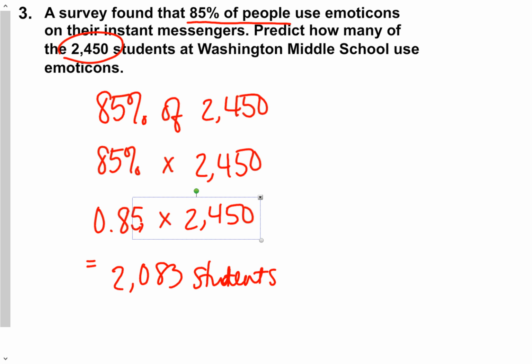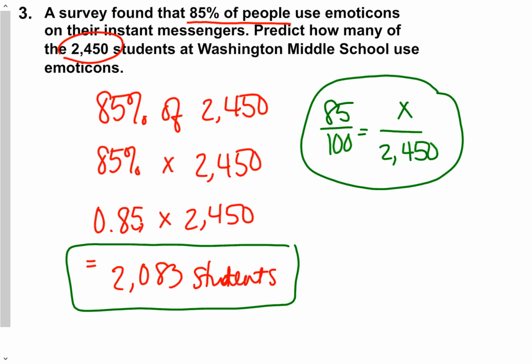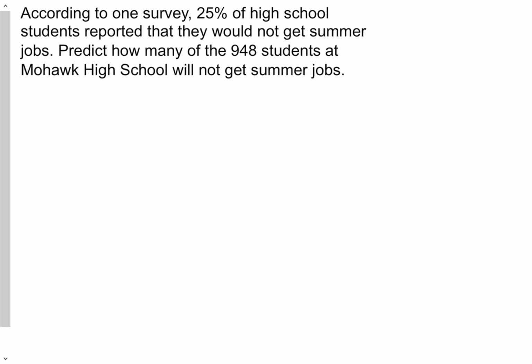Okay, you can do this either way. The other more popular way to do this is to do cross products. So you know that 85% means 85 out of 100, and that can equal x out of 2,450. And you can solve this the same way that we did the last problem. Like I said, you can either do a proportion or you can do multiplication when it comes to the percentages.